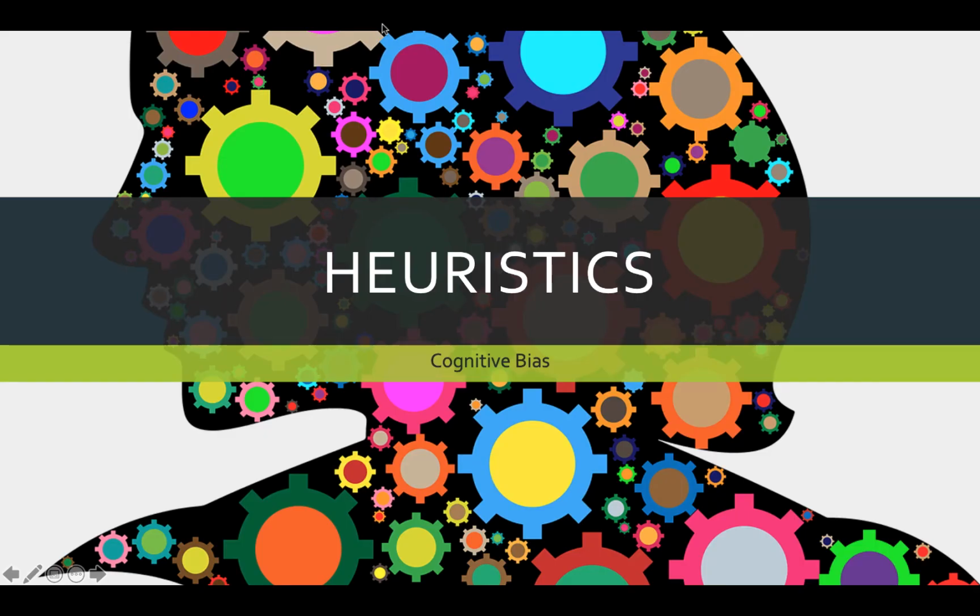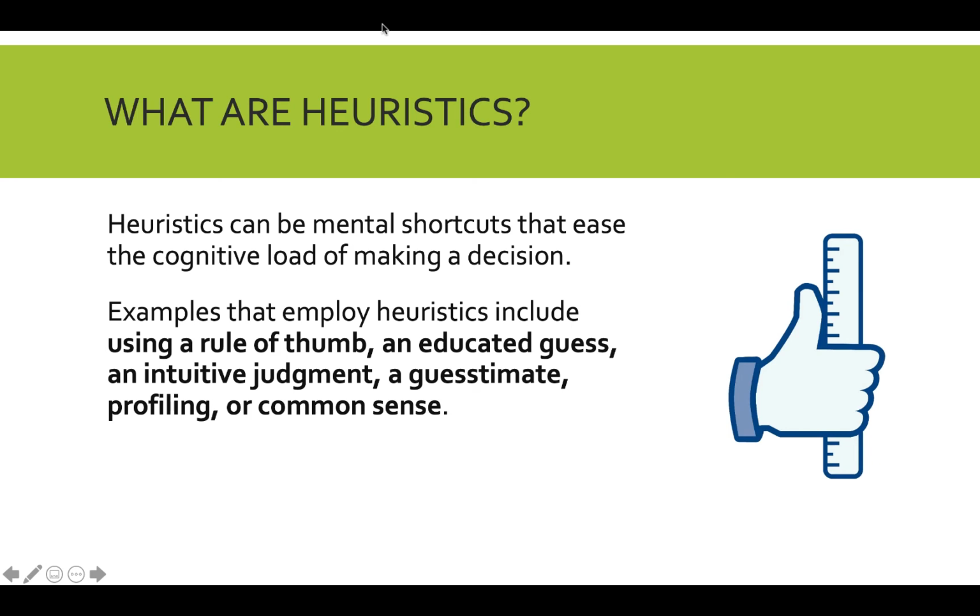So what is a heuristic? A heuristic is a cognitive bias. It is a mental shortcut that we use to navigate our way through making a decision. We call these rules of thumb. We call these educated guesses, profiling, common sense, intuition. But we learn heuristics in a number of different ways.